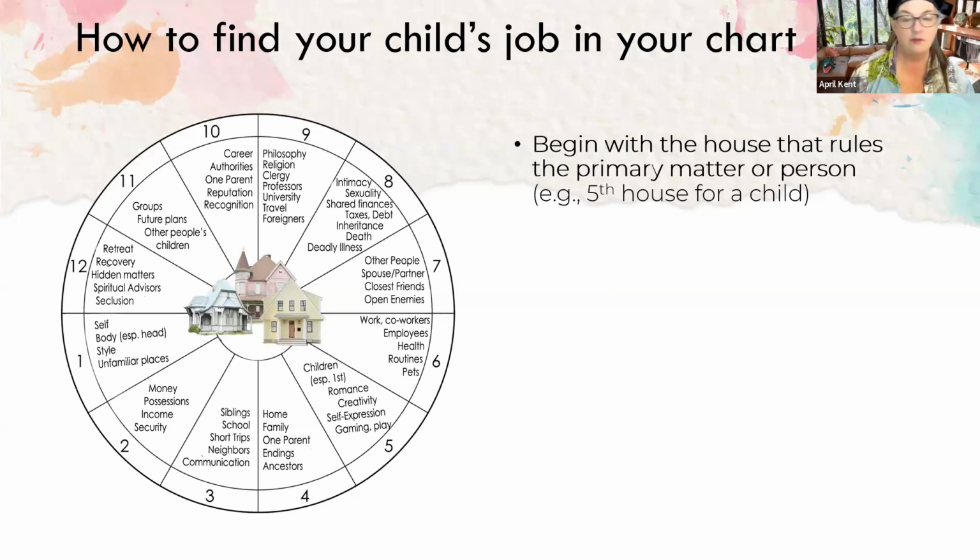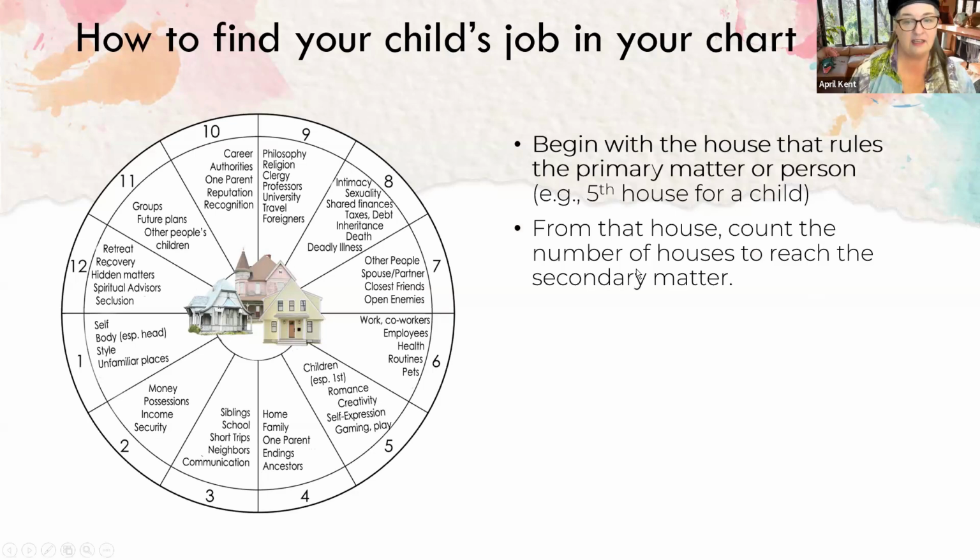And here are a few general examples. If you want to find your child's job in your chart, the first thing you do in a situation like this is you begin with the primary matter or person. In this case, it's your child. So that's the fifth house. We haven't gotten specific about which child, just child. Then from that house, count the number of houses to reach the secondary matter, in this case, the job.